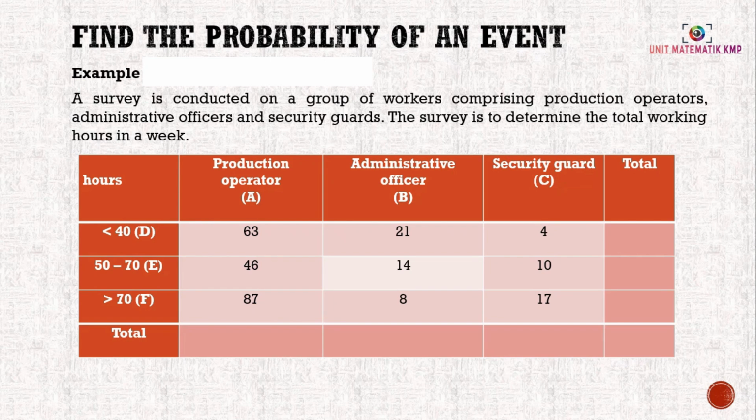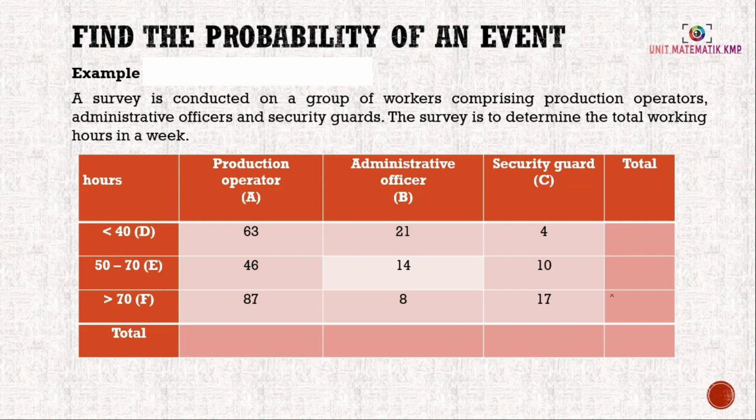Okay, example 4. A survey is conducted on a group of workers comprising production operators, administrative officer, and security guards. So the survey is to determine the total working hours in a week. So it's already given the event here. So A is for production operator, B is for administrative officer, and so on.